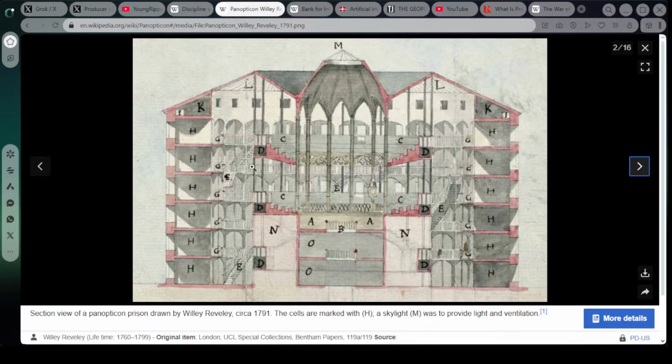So even though they can be in general population, they're supposed to be afraid that they can be punished at any time. And there could be a guard in there. There could not even be a guard in there at certain times. And people will still act as if there's a guard there because they don't know if there's a guard there or not, right?